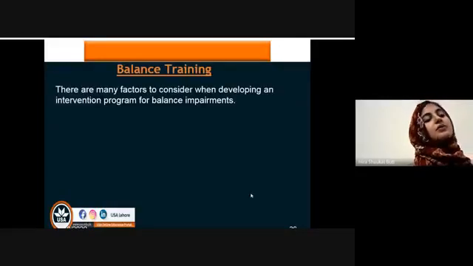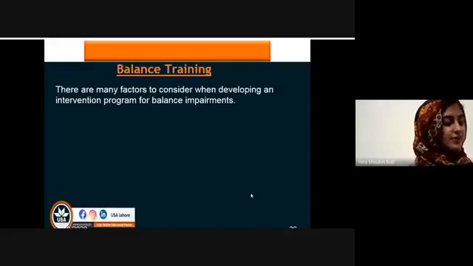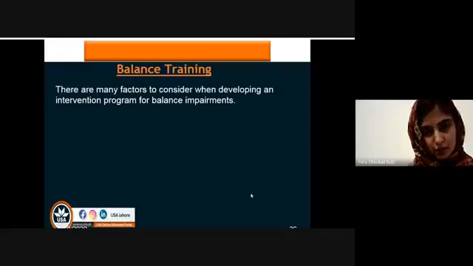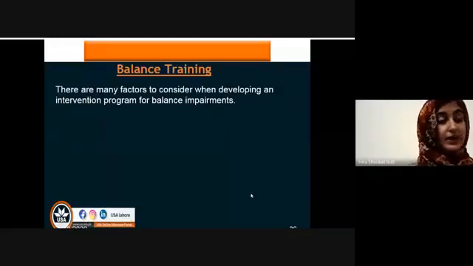So this was about the balance assessment. These are the specific tests. You can go for the balance assessment if you are suspecting balance impairment in a patient suffering from any kind of condition that has involved balance loss. So you have to go for the balance assessment.